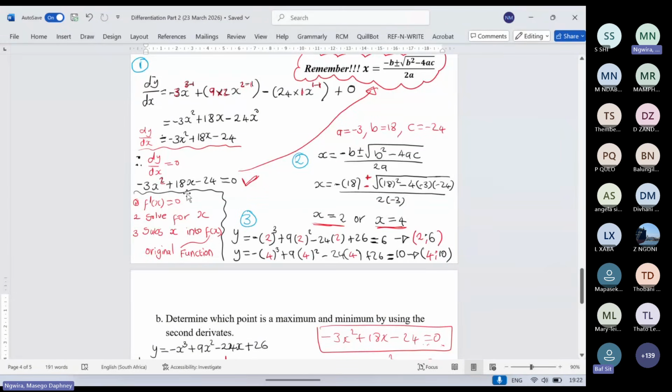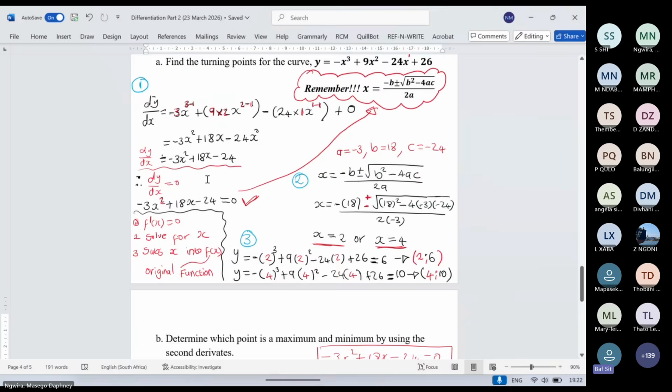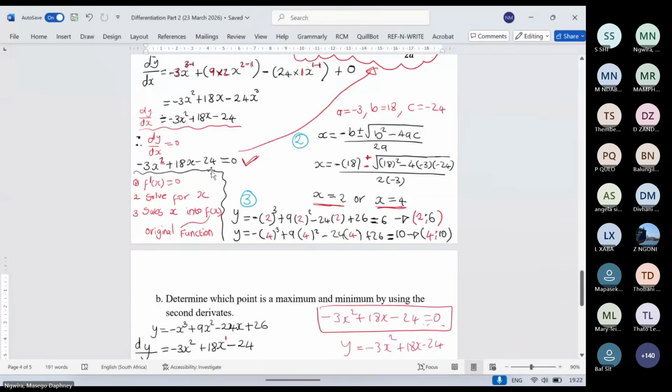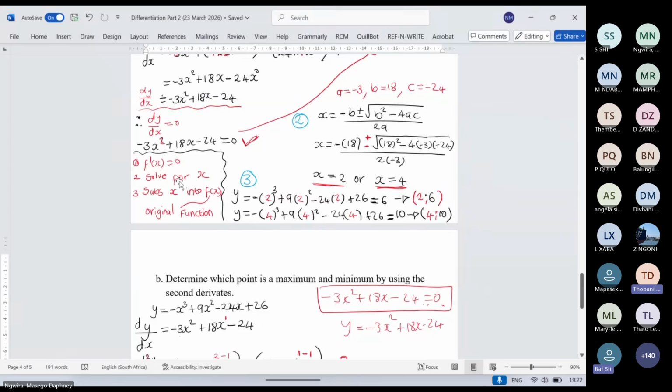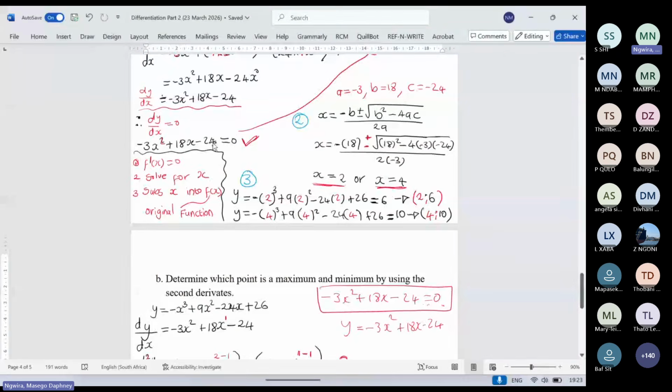Yes, that's your equation. So everybody else was working with negative 3x squared plus 18x minus 24, and I was working with x squared minus 6x plus 8. There you have the equal 0. Okay, fine, let's do that. You cannot divide by 3. This is not your first derivative. This is your first derivative.